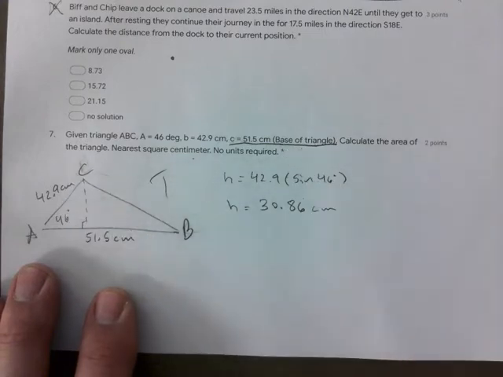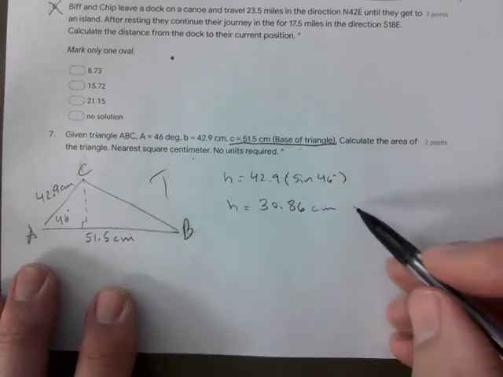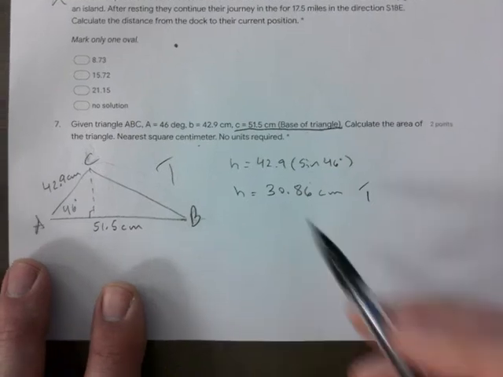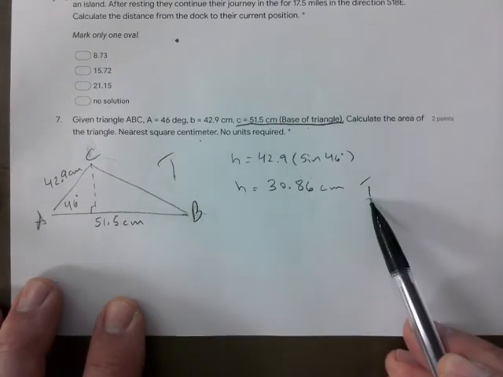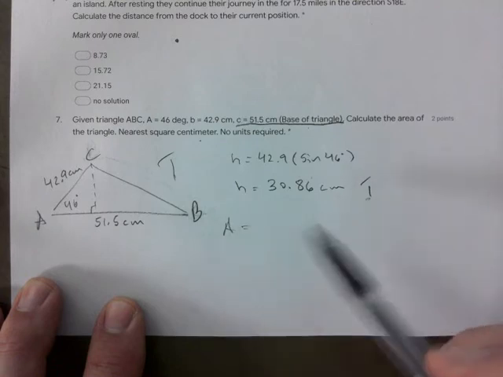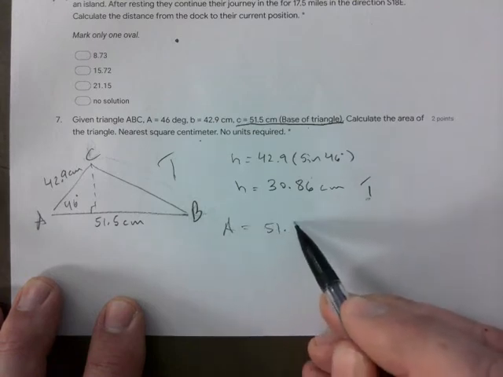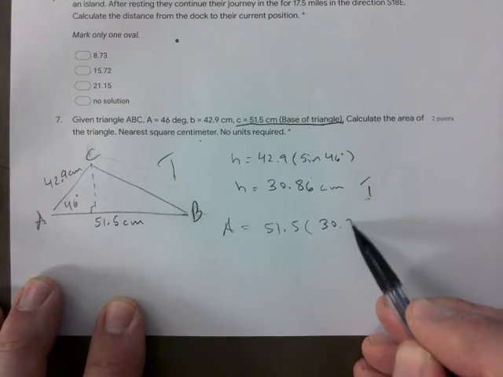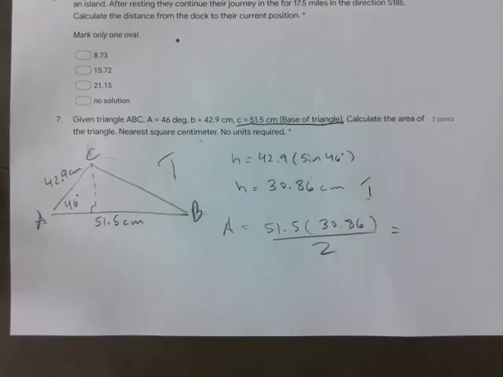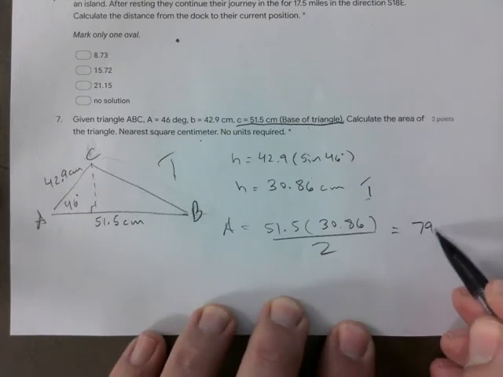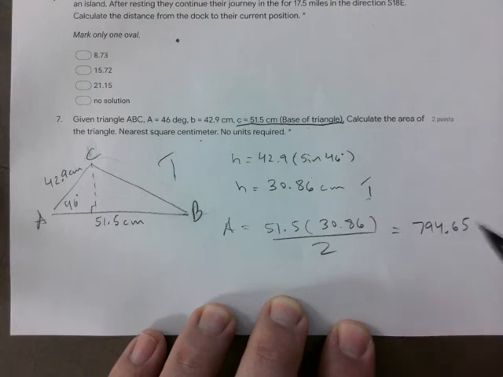I would still give you a mark for the height. So anyways, the height itself, that work gets you 1 mark. So 1 for the diagram, 1 for the height, and here's the other one for the area. 51.5 times 30.86 divided by 2. That's 794.65 centimeters squared.